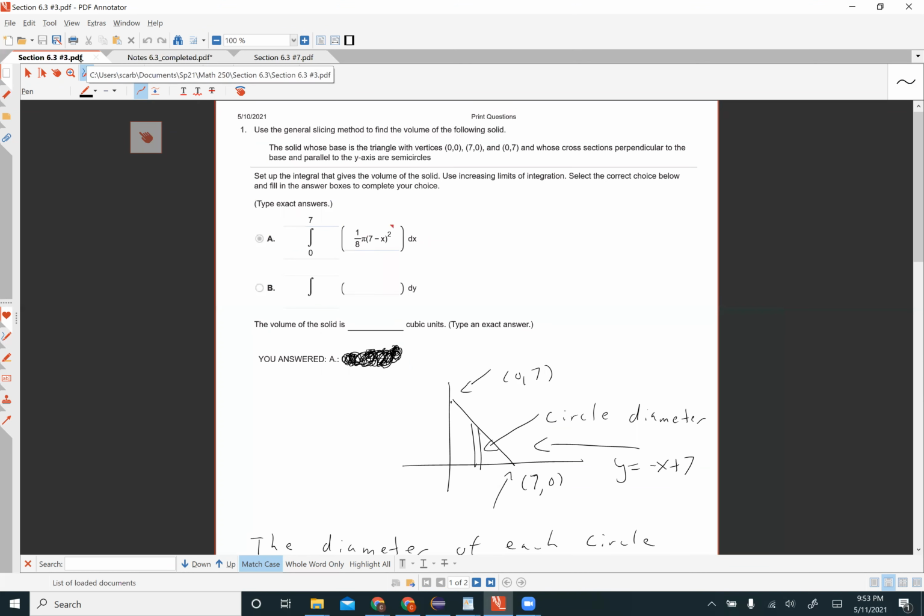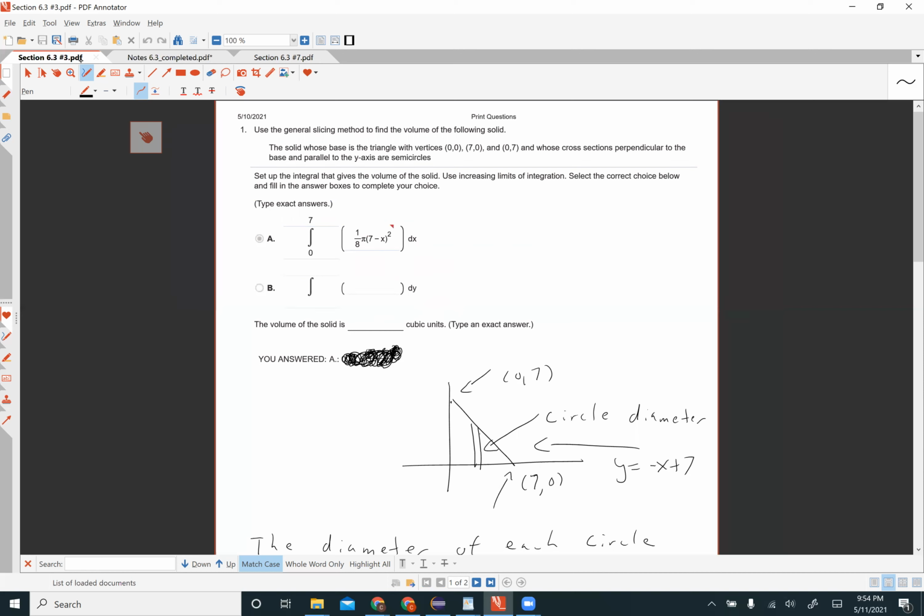Here's one from section 6.3. We have a solid whose base is the triangle with vertices (0, 0), (7, 0), and (0, 7). To me, you really need to draw that triangle. Some of you may be able to visualize it in your head, but I think graphing is quite useful, for solving equations and many other things. We don't necessarily have to do it to get the correct solution, but it makes it easier to get there.